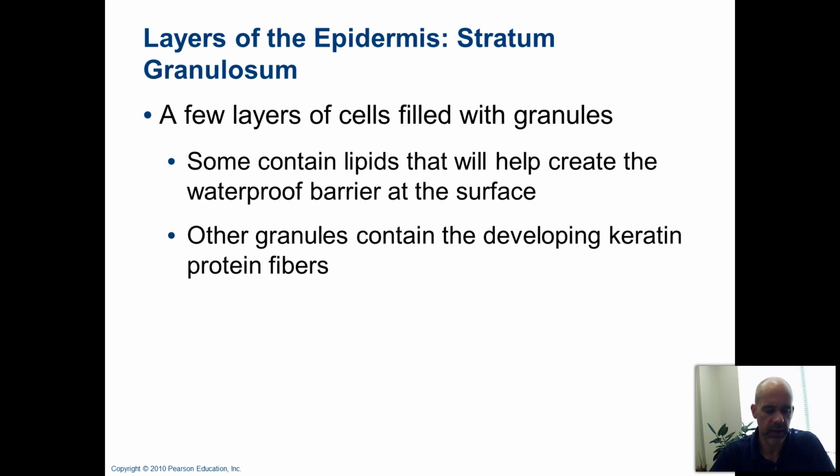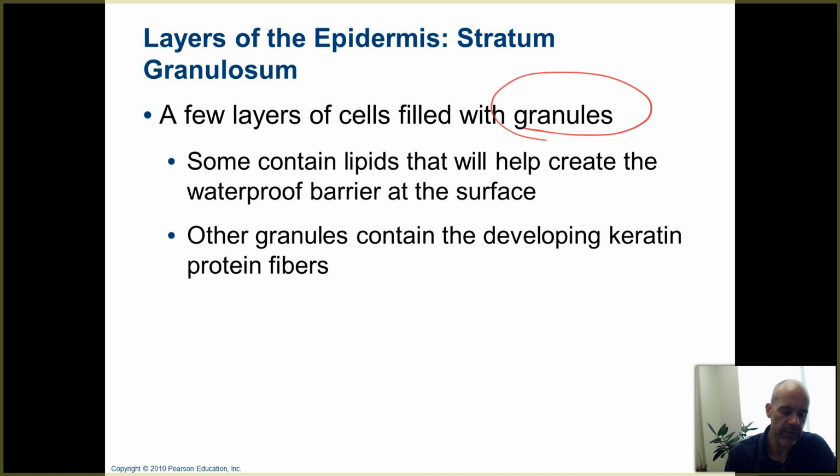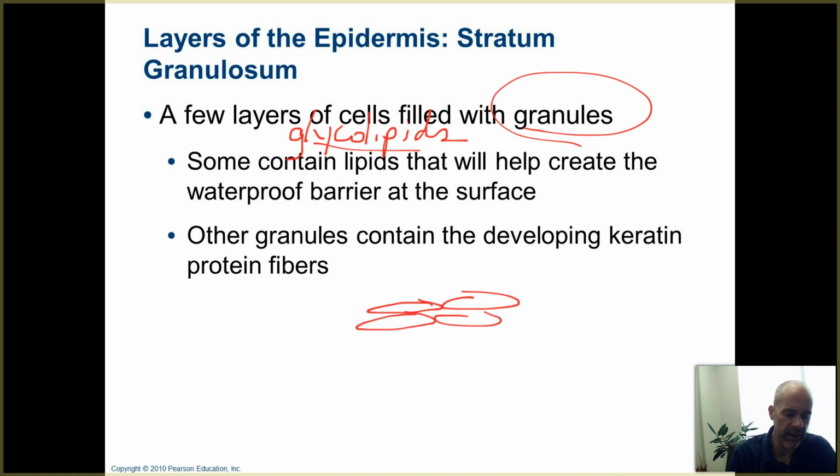Go backwards. Alright, how about the stratum granulosum? We talked a little bit about this in the last video lecture. There you just have a few layers of cells, and it's called the granulosum because they're filled with granules, and some of those granules contain lipids, or actually sugar-lipid combinations called glycolipids. What those are going to do is, once you get to the stratum corneum, the top part of the epidermis, you've got all the dead cells in there. These glycolipids, I'll do them in yellow.